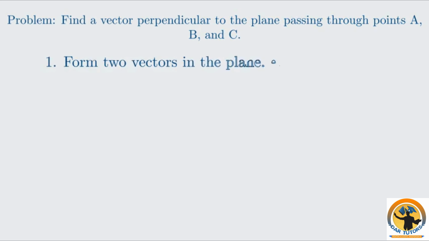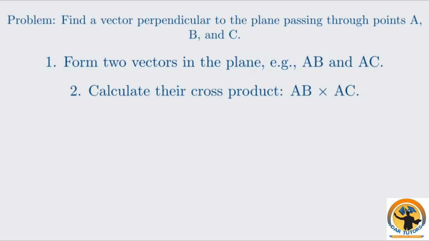A common application of the cross product is finding a vector perpendicular to a plane. If you have 3 points in space, they define a plane. To find a vector perpendicular to this plane, we can first form two vectors that lie within the plane. For example, if we have points A, B, and C, we can form the vectors AB and AC. Since both AB and AC lie in the plane, their cross product, AB cross AC, will be a vector perpendicular to both of them, and therefore perpendicular to the plane itself.